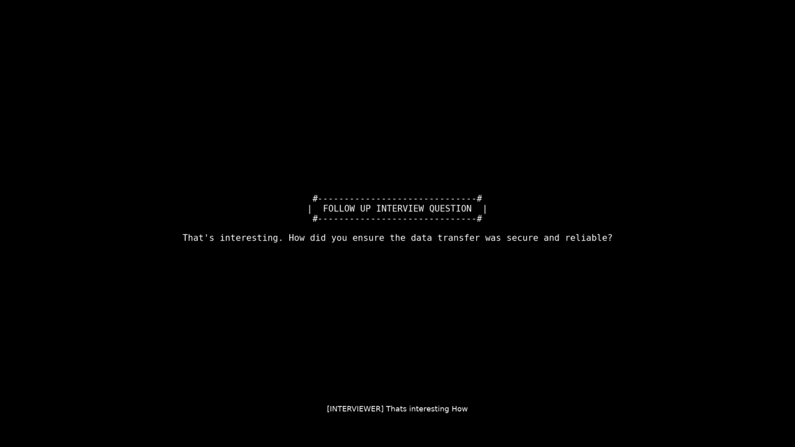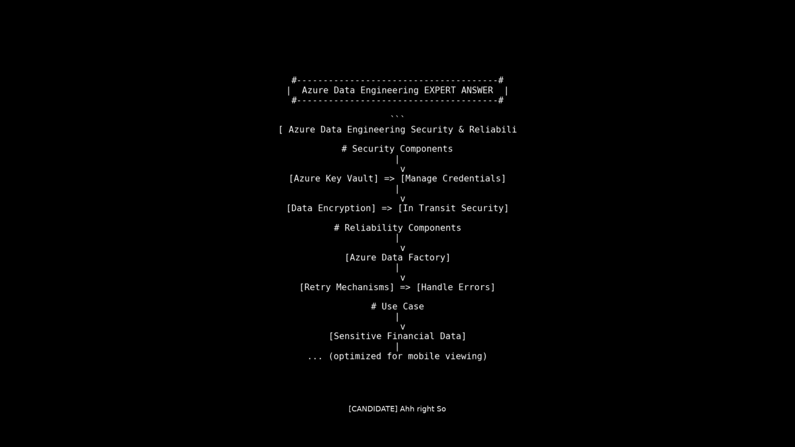That's interesting. How did you ensure the data transfer was secure and reliable? Right. So to ensure security, we leveraged Azure Key Vault to manage our credentials and secrets. We also used data encryption in transit. For reliability, we set up retry mechanisms in Azure Data Factory to handle transient errors. From my experience, having these precautions was crucial, especially when dealing with sensitive financial data.